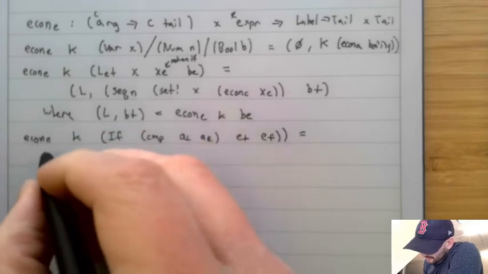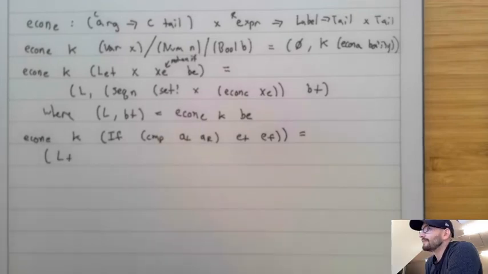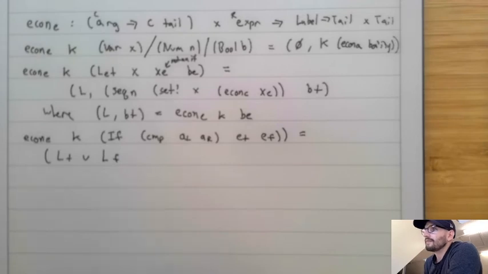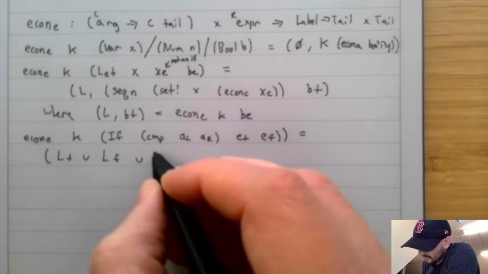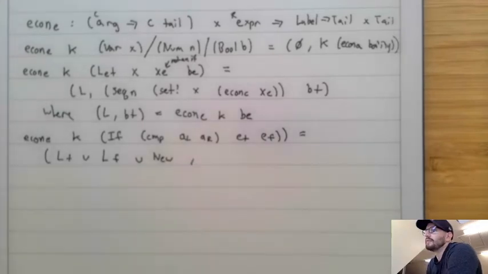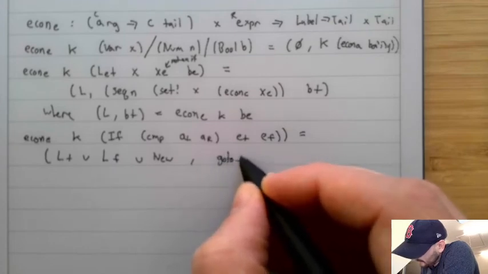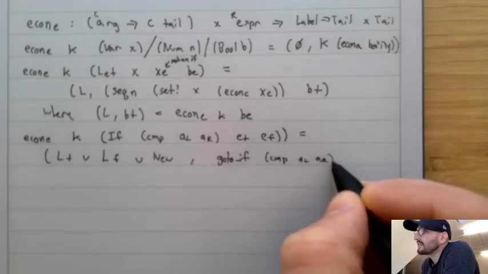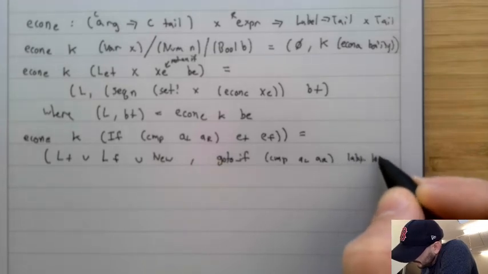We're going to return all of the labels that are on the T side, all of the labels that are on the false side, and then we're going to have one more label that we'll call new. And then our tail is going to be a go-to if with the comparison of the argument on the left, the argument on the right, and then the label for the true and the label for the false.